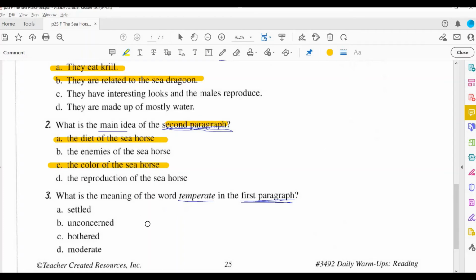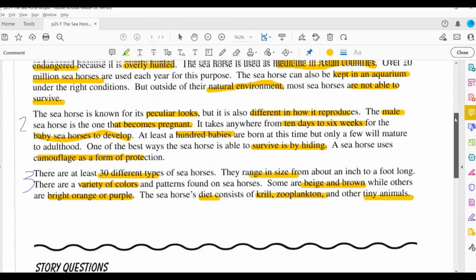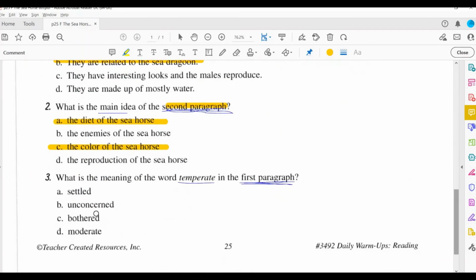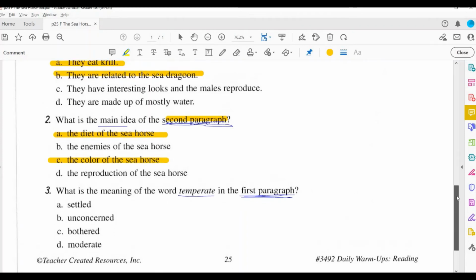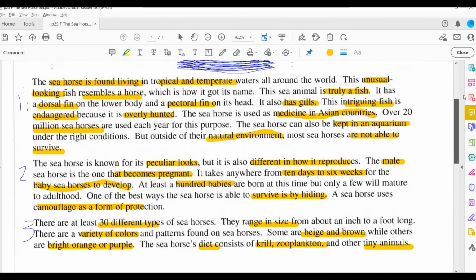Now let's look at number 3. What is the meaning of the word temperate in the first paragraph? So we're going to go back to that first paragraph. So let's look at the options. A, settled. B, unconcerned. C, bothered. D, moderate. What two do we know is not the answer?